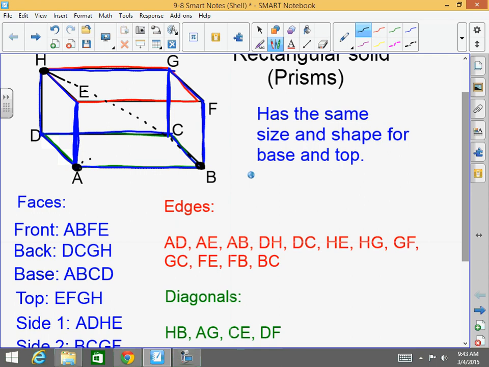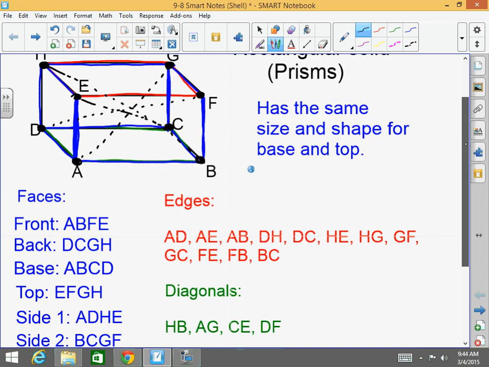AG is another diagonal. It's going through the empty space of that prism, or box, if you would say. CE. It's going from here through the empty space to here. And last but not least, DF. It's going from D through the empty space to F. You've got to be able to visualize this, or you are going to have a major problem with this lesson, my brothers.